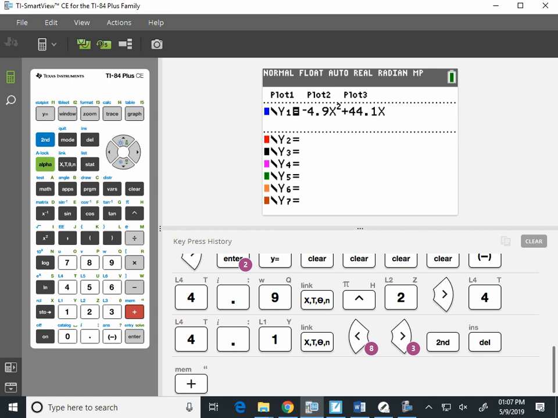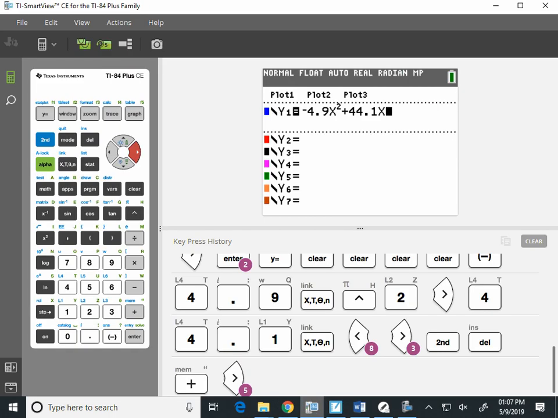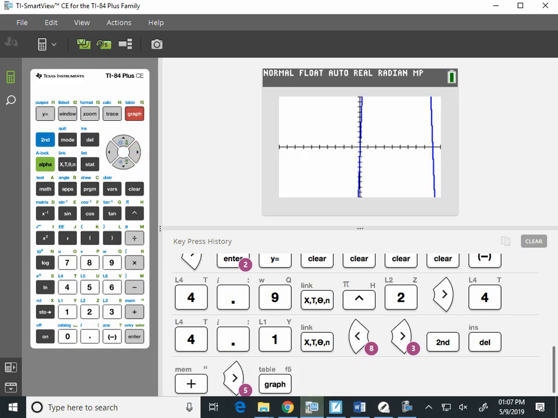Plus. Okay. There we go. Make sure it matches. So I'm just going to double check. Yes. Okay. So then you're going to hit graph. If you notice, I do not see the top part of my graph. That means we need to adjust our window.